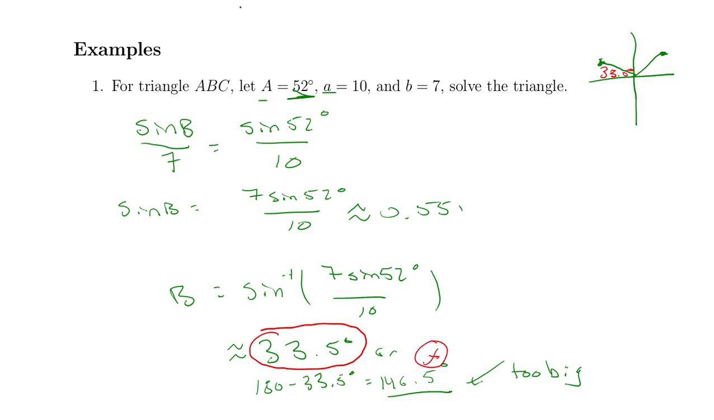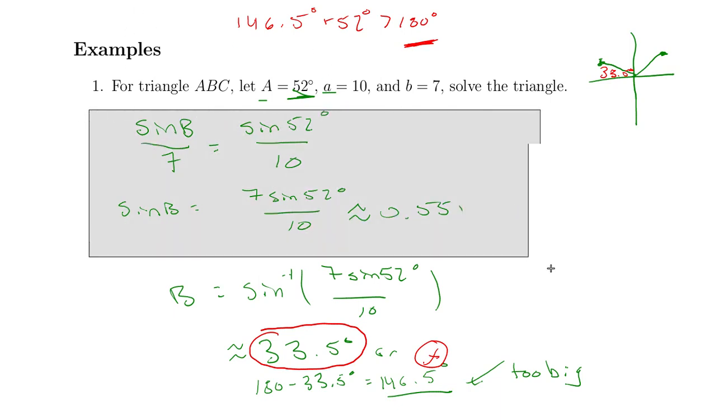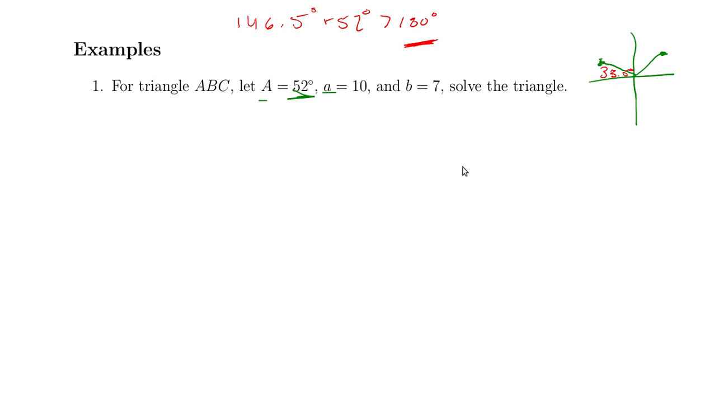It would add up 146.5 plus 52. That's bigger than 180. I should put all my degrees on here. And we know that all the angles have to add up to 180. So 33.5 is what we've got for our angle B. Let me get rid of all that stuff, and I'll just say B is equal to 33.5 degrees. Well, that's approximate, but whatever.